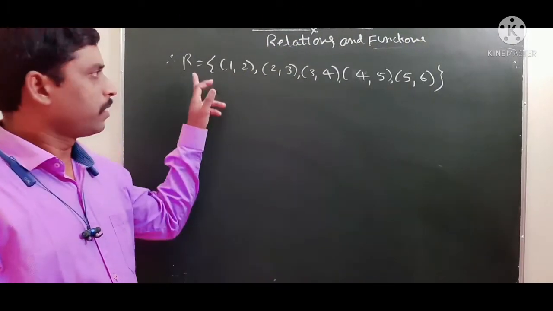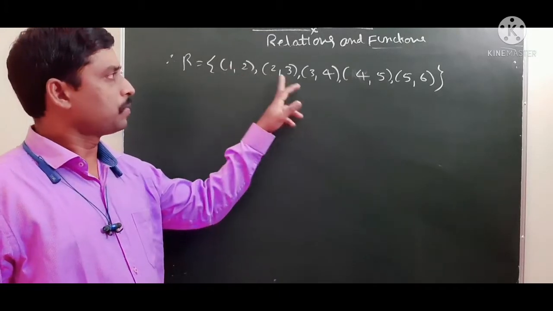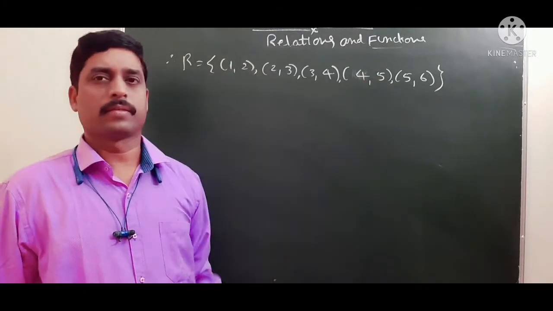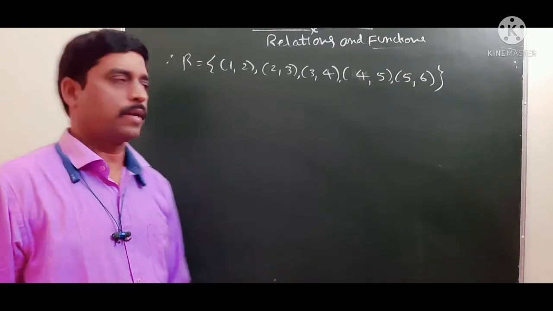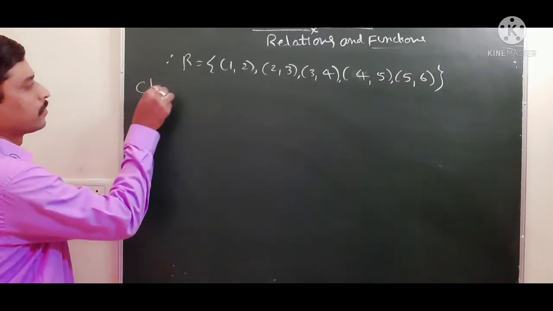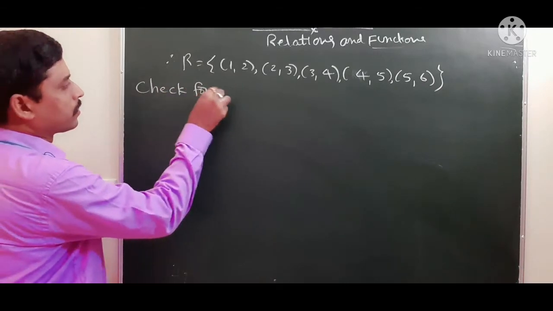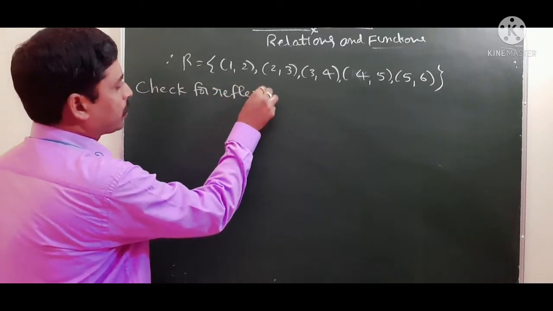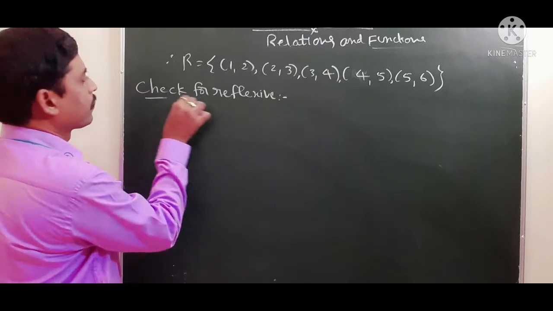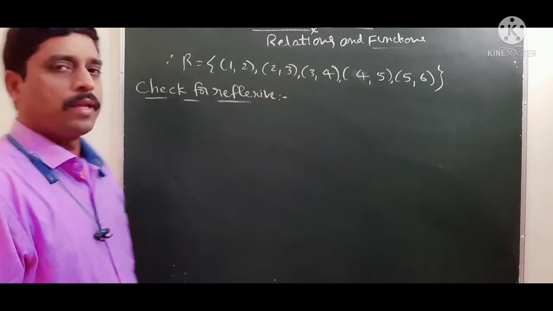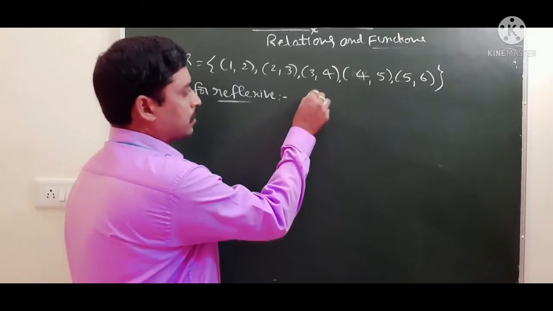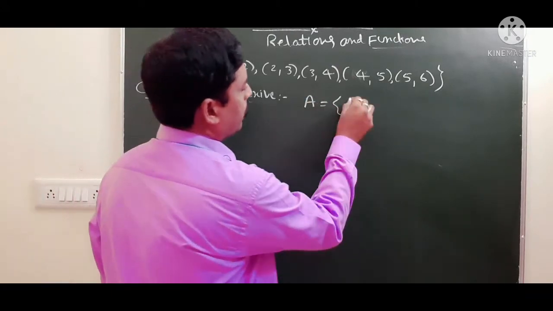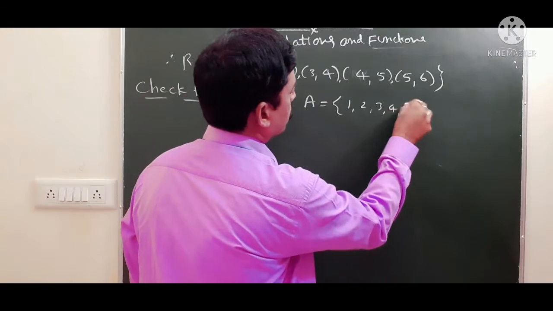Okay, now we got it. The relation is 1, 2; 2, 3; 3, 4; 4, 5; 5, 6. The ordered pair 6, 7 is not defined. Okay, now check for reflexive. So what is the reflexive property? If every element of A is related to itself, but in this statement A is given as 1, 2, 3, 4, 5, 6.